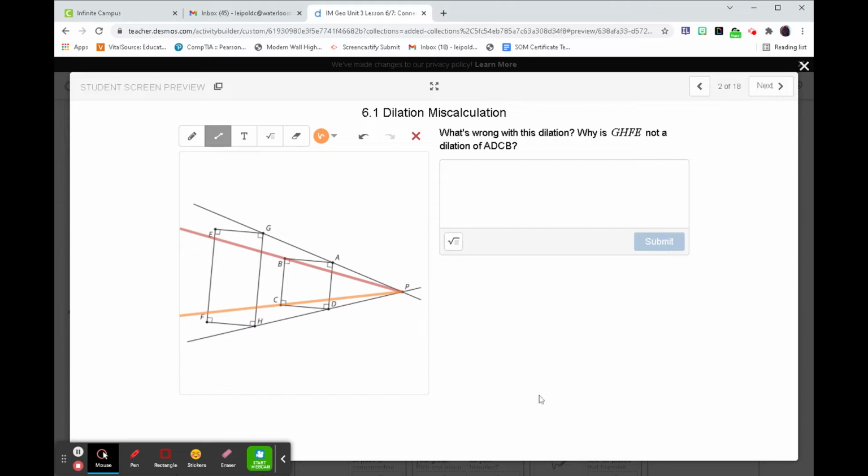So that's one way of noticing that actually F should have appeared somewhere on the gold line, E should have appeared somewhere on the red line. And notice that P, A, and G, those are all collinear. P, D, and H, those are also collinear, which means they're all on the same line.